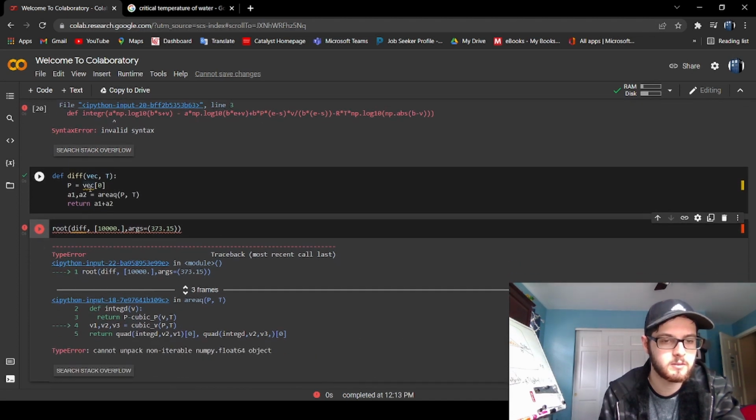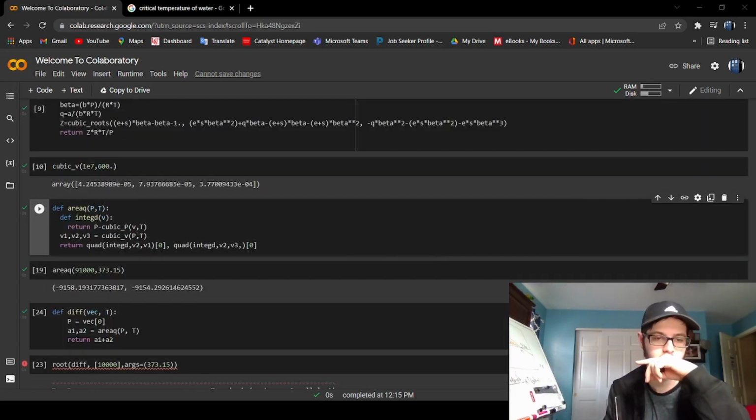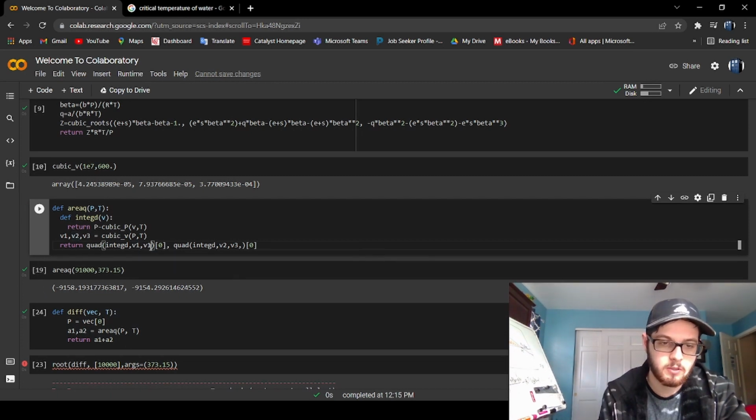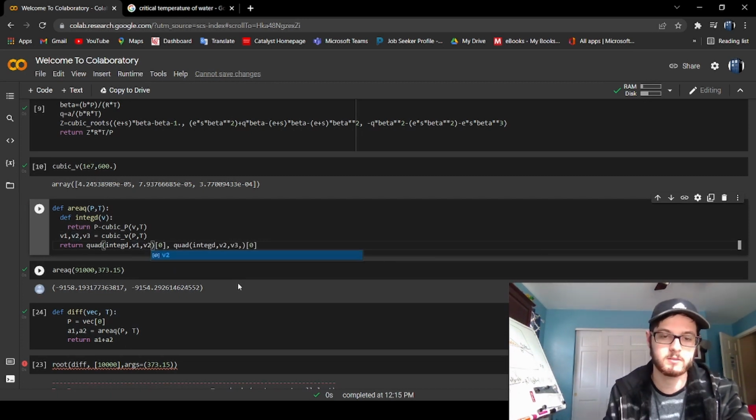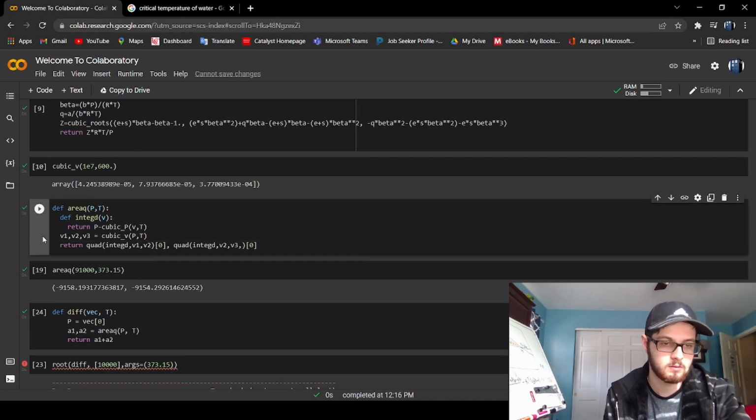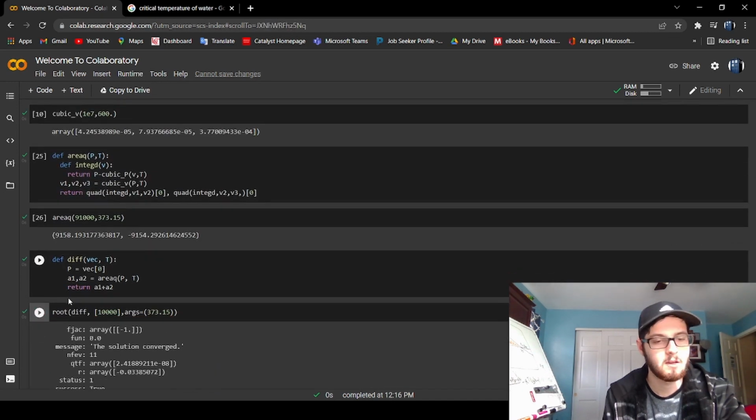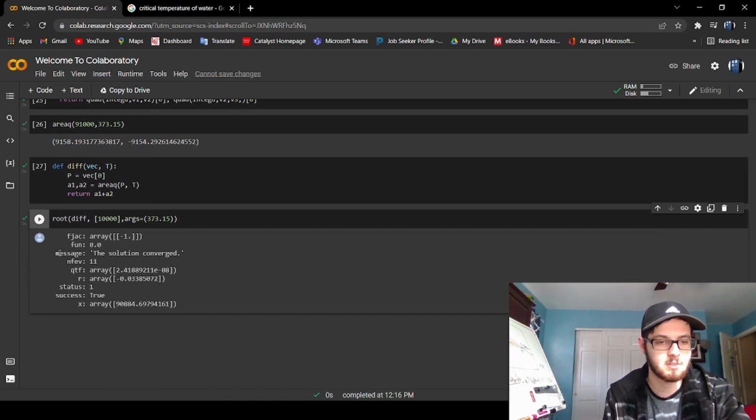Still, what is it? Can I unpack uniterable float? Okay, let me try something else. Let me try switching the order here, see if that's the difference. Still going to be the same thing there. Oh, okay, so it was the difference, and so this does work.